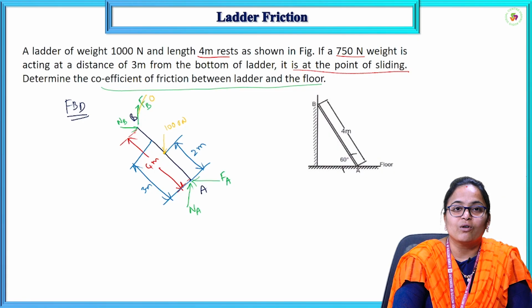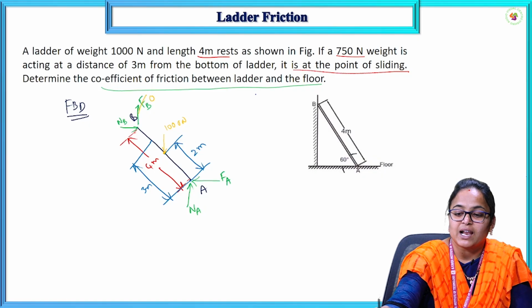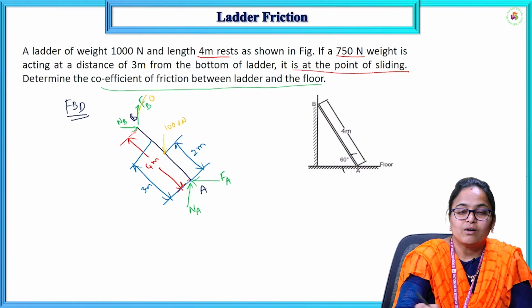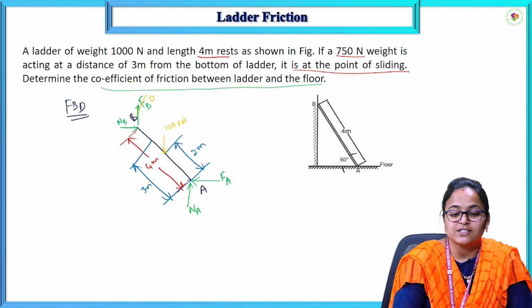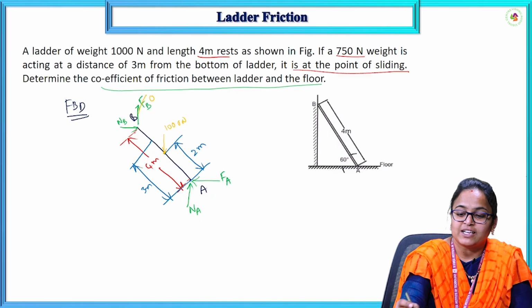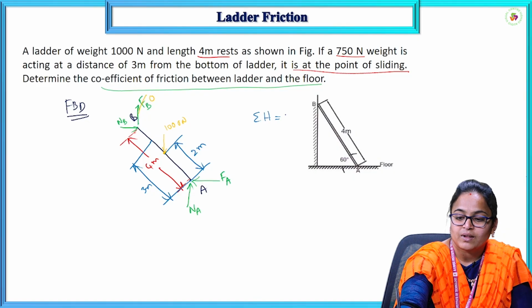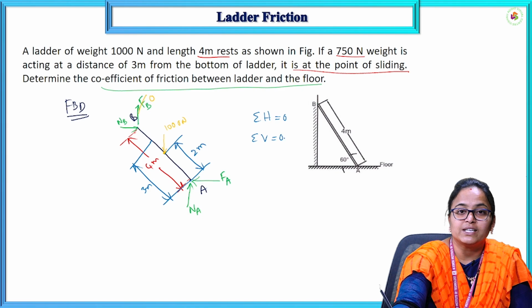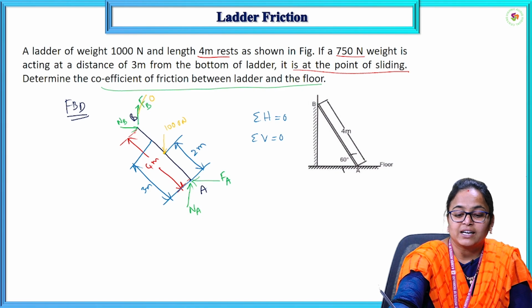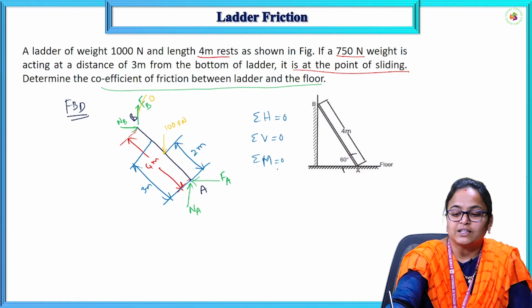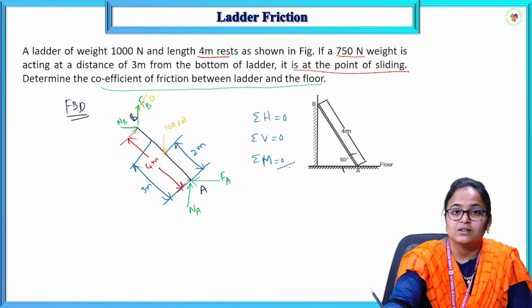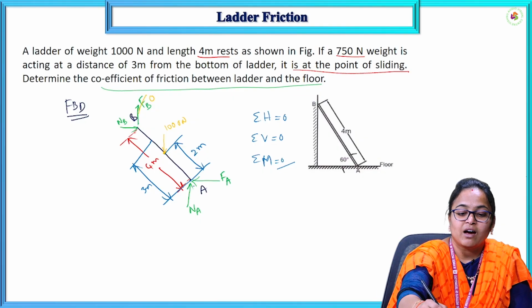Now, we need to find out the coefficient of friction between the ladder and the floor. We have to apply the equilibrium conditions: sigma H equal to 0, the sum of all horizontal forces equal to 0; sigma V equal to 0, the sum of all the vertical forces acting on the ladder equal to 0; and sigma M equal to 0, which is the summation of all the moments produced by the forces either at point A or at point B.